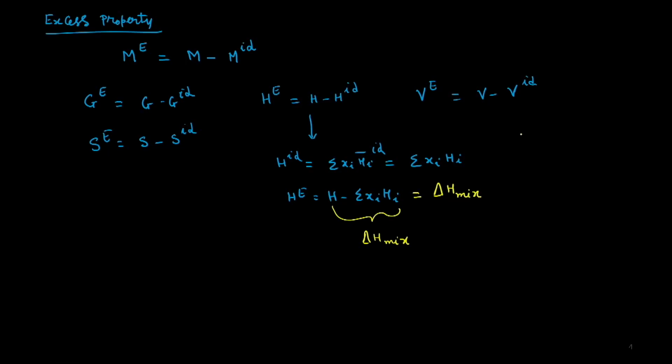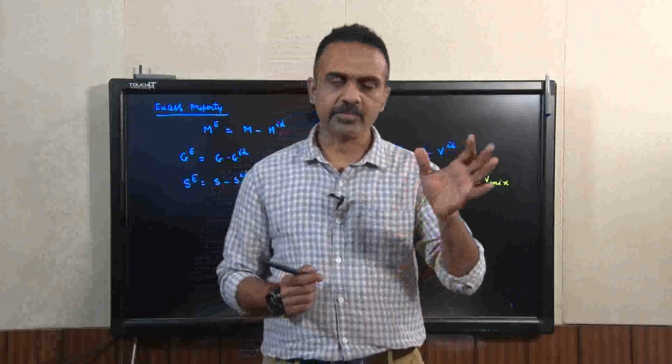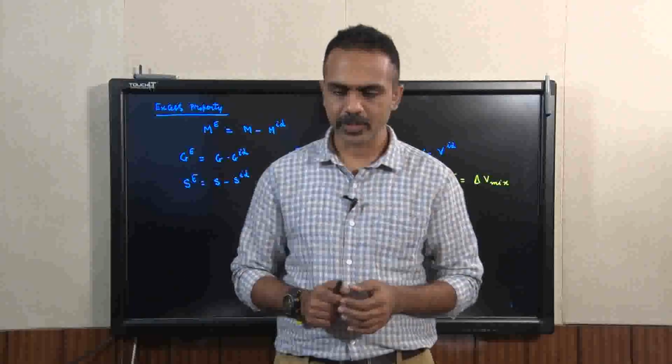And similarly, VE is going to be exactly identical to delta V mixing. This is because V for an ideal is also sigma Xi Vi. But GE and SE, of course, are not going to follow these relationships. They are simply G minus G ideal and S minus S ideal. So we have identified excess properties now. These are defined as the differences between the property and that of a property of an ideal solution.